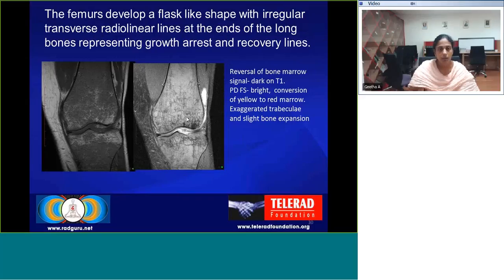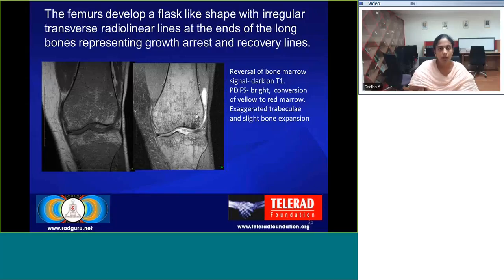This is a flask-shaped appearance of the femur with dark marrow signal on T1 because of the marrow conversion from yellow to red, and on the PDFS it is bright. There is exaggerated trabeculae with slight bone expansion.